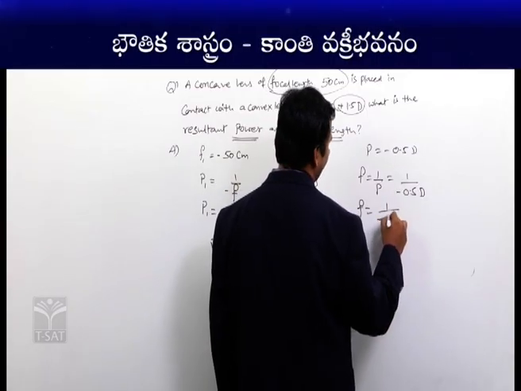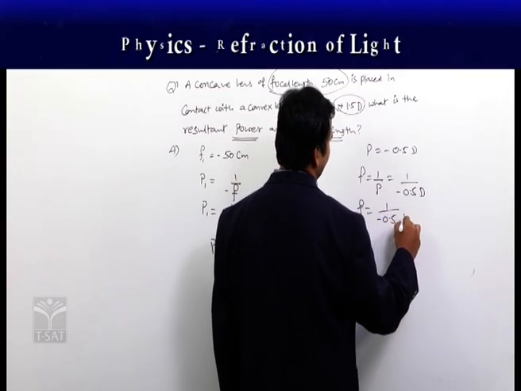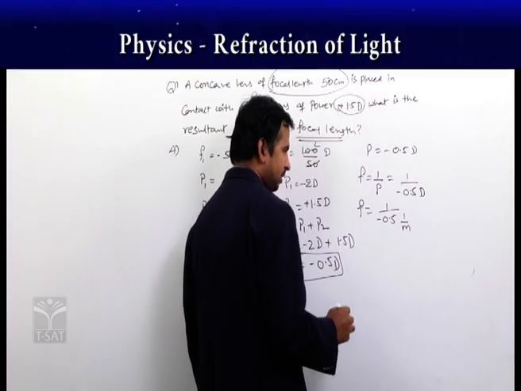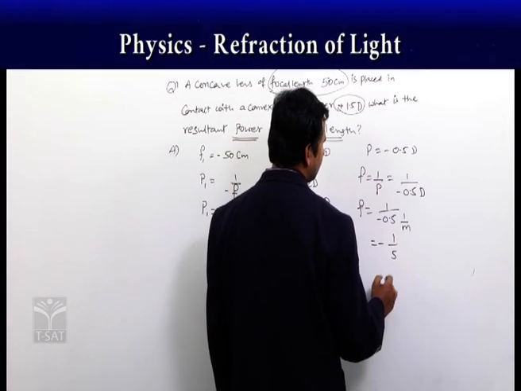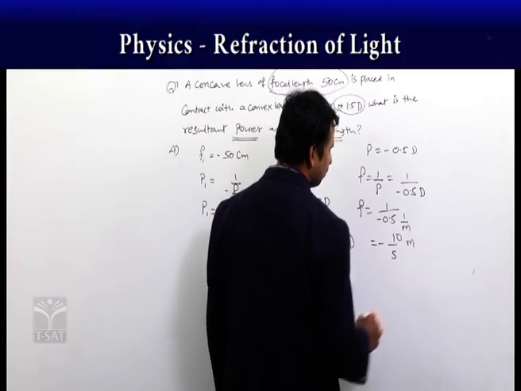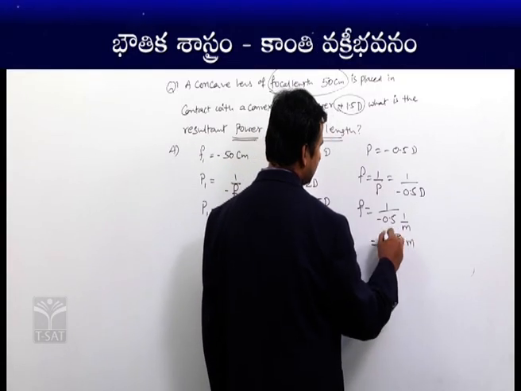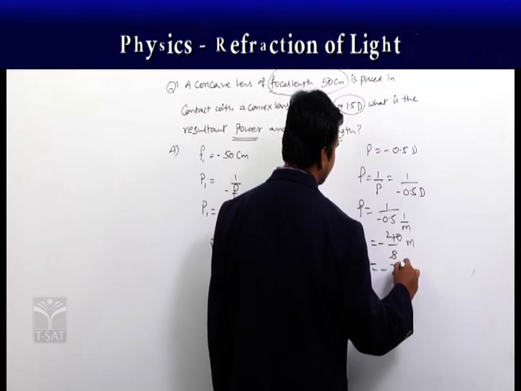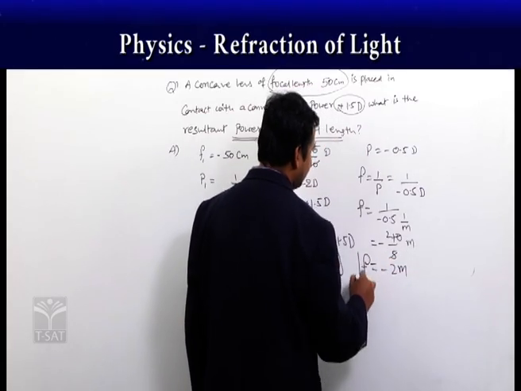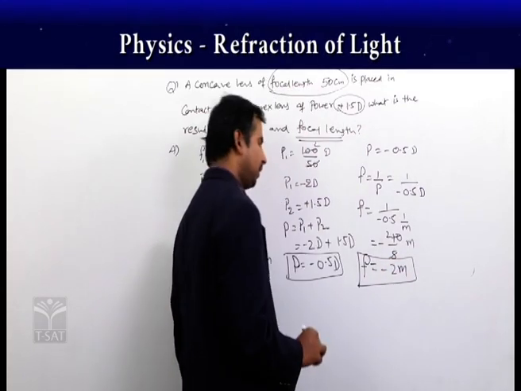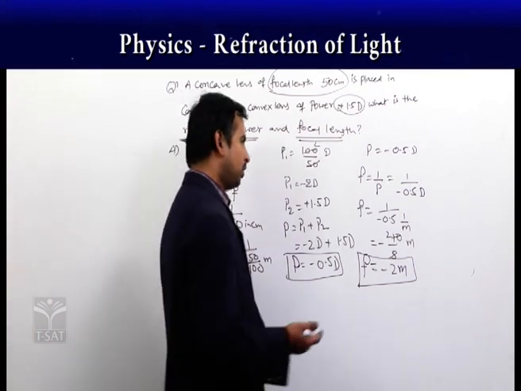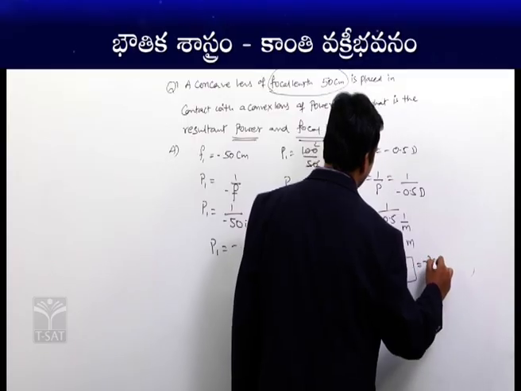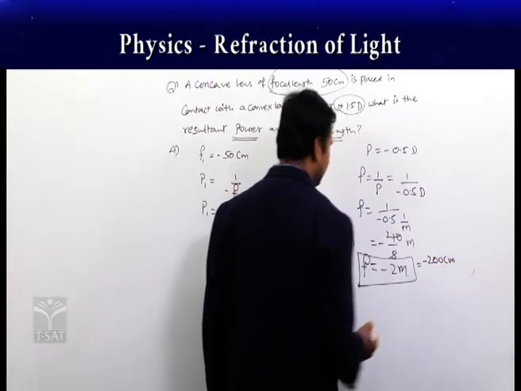So 1 by minus 0.5 by 1 by meter, that is. Then minus 1 by 0.5, which is 5 by 10, that meter comes to the numerator. So 5 ones, 5 twos, it becomes minus 2 meters. That is the resultant focal length, where F is equal to minus 2 meters, or we can also write that as minus 200 centimeters.